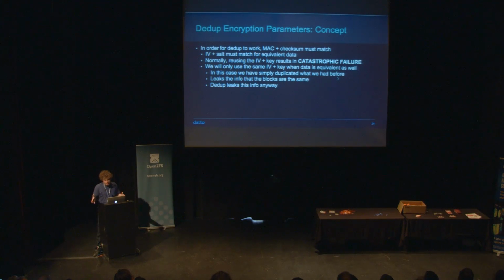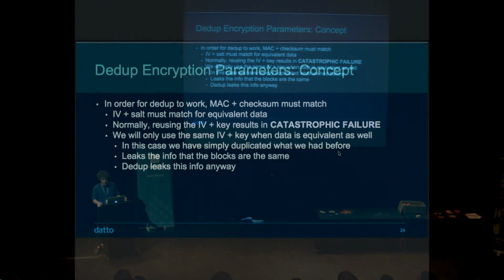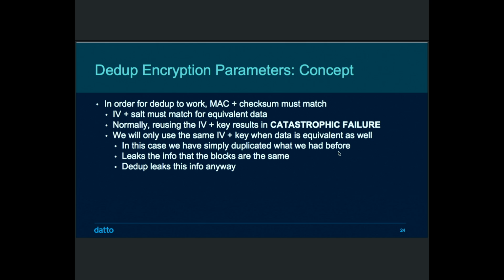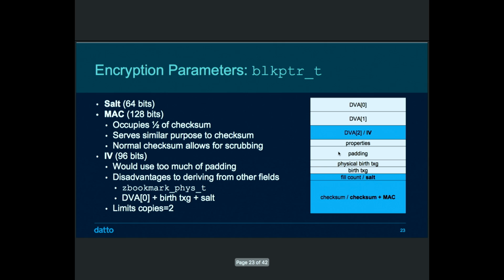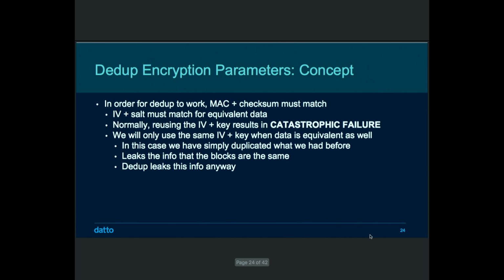So now let's talk about dedupe and how this will work with this, because we will still be able to dedupe. In order for dedupe to work, as it does currently without a whole lot of modification, basically we're going to need this MAC and checksum from back here to match, because that is the part that dedupe is going to look at. Now, in order for the MAC and checksum to match, we're going to need to write out the same ciphertext data, or equivalent blocks of data.